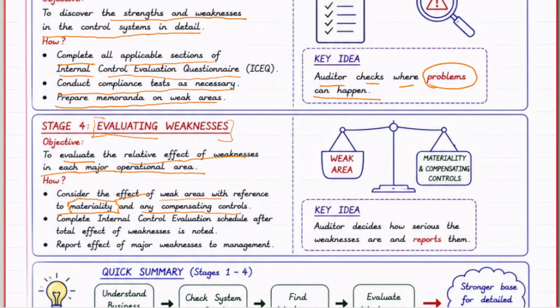controls. Number two, complete internal control evaluation schedule after total effect of weaknesses is noted. So there's weakness A, there's weakness B, there's weakness C. After the total effect of weaknesses is noted, you have to complete the internal control evaluation schedule and report effects of major weaknesses to management. So what is the key idea in stage 4? The auditor decides how serious the weaknesses are and reports them. That's the idea of stage 4.